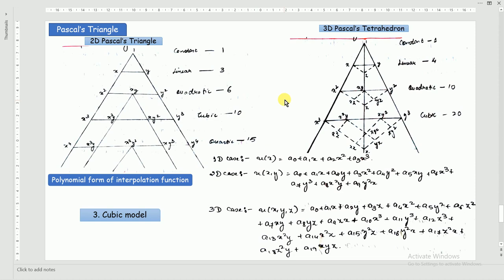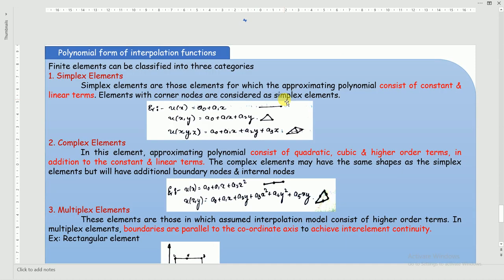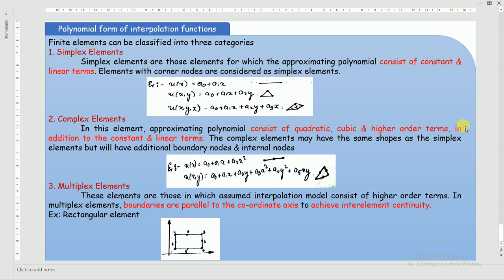Now we'll see what are simplex, complex and multiplex elements, then we'll wind up today's class. So there is one more classification of elements. As we have studied the classification as 1D, 2D, 3D and axisymmetric elements, there is one more classification, which is called simplex elements, complex elements and multiplex elements.